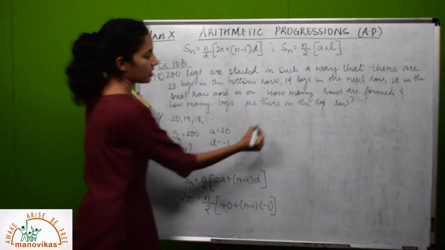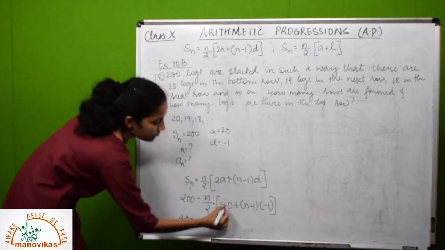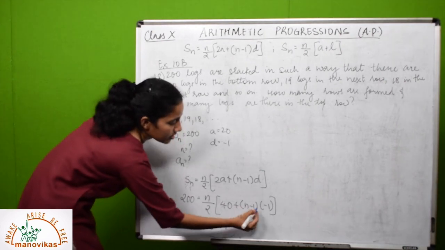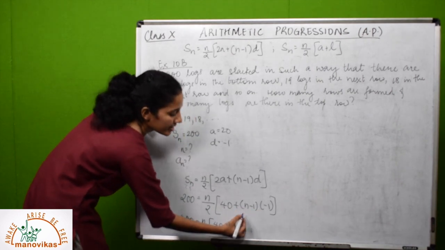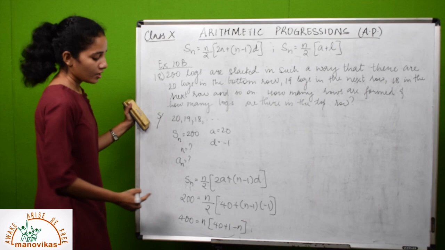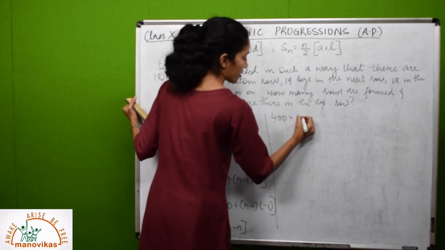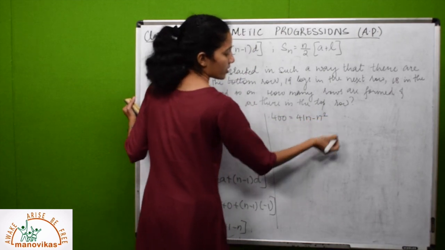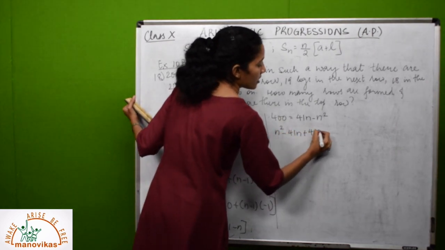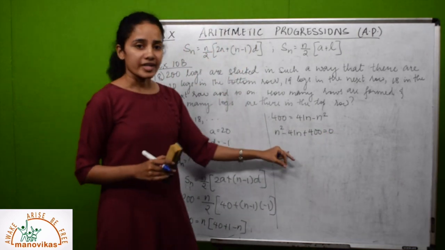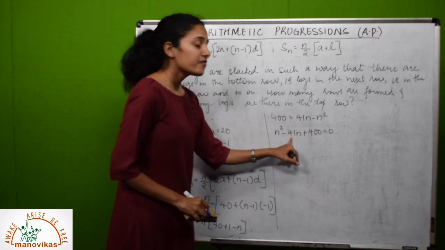Now cross multiplying this, 400 is equal to n into 40 plus, minus 1 into minus 1 will be 1, and minus 1 into plus n will be negative n. So opening up the brackets, I have 400 is equal to 41n minus n square. Taking it on the other side, I have n square minus 41n plus 400 is equal to 0. Now this is a quadratic equation, so we have to find the factors of 400 which, when you add, I have to get 41.